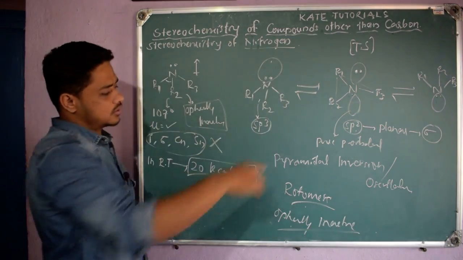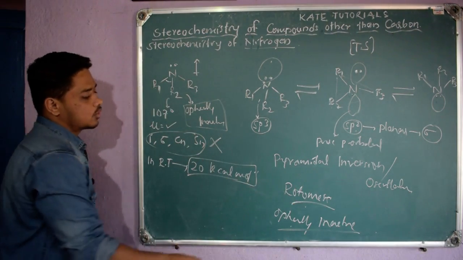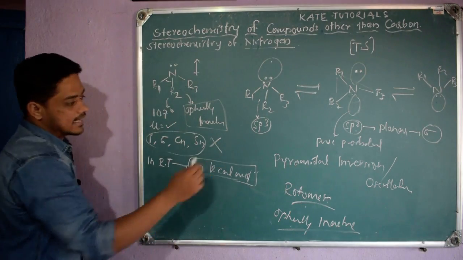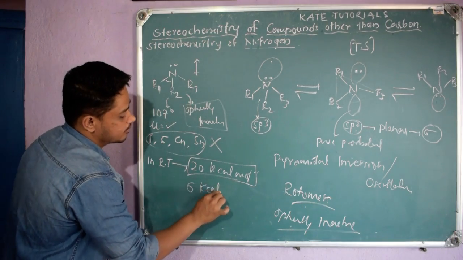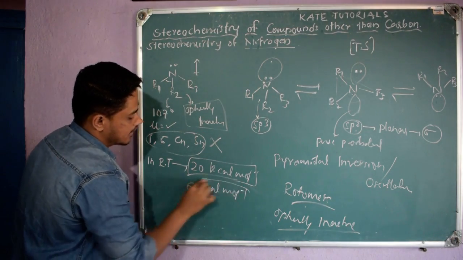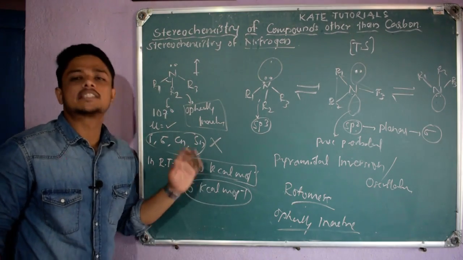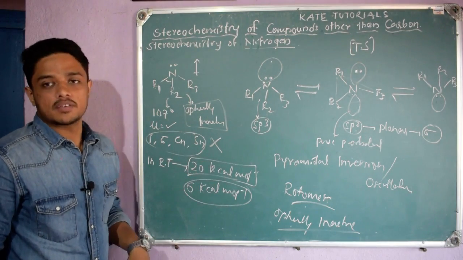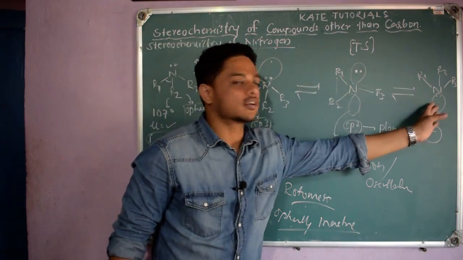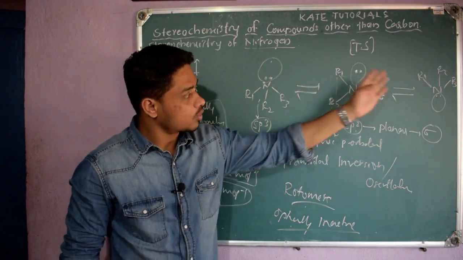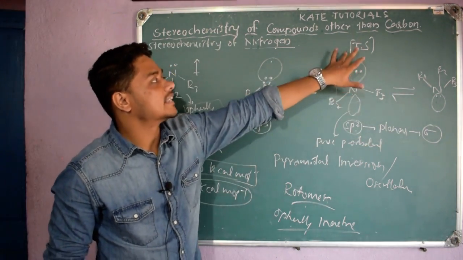But we can stop this pyramidal inversion. How, that we shall discuss later. The energy required for pyramidal inversion is just 6 kilocalorie per mole, right? But at room temperature we have 20 kilocalorie per mole. So the energy is sufficient for this inversion, right? So it can easily convert from like this, it will get inverted or oscillated or rotated from above to below through a planar transition state.